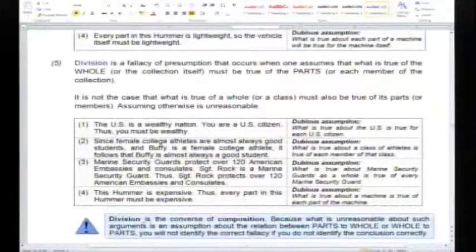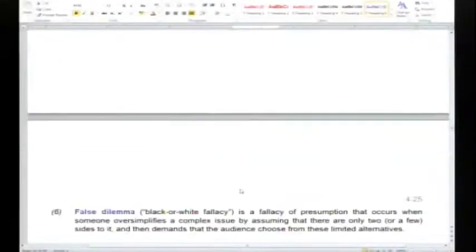And similarly, division. The U.S. is a wealthy nation. You are a U.S. citizen, thus you must be wealthy. It doesn't follow that what's true of the whole is going to be true of the parts. So composition occurs when you dubiously assume that what's true of the parts is true of the whole. Division occurs when you dubiously assume that what's true of the whole is going to be true of the parts. And again, let's remind ourselves, science is in the business of providing explanations for why the world is the way it is, why it was the way it was, and how it's going to be in the future. And sometimes dubious assumptions will be made as a part of the evidence for the claims that are being made.